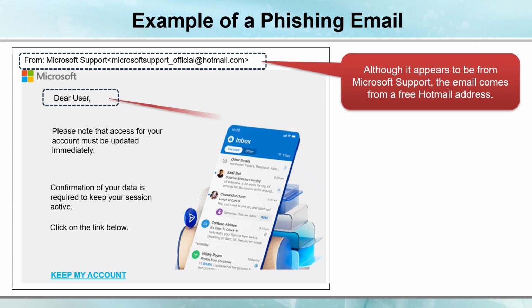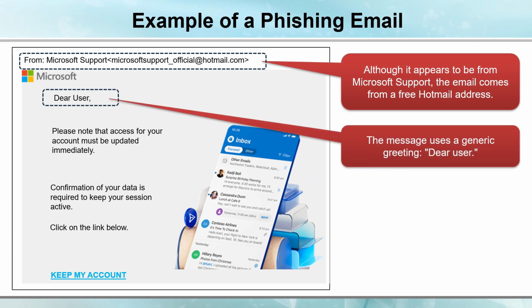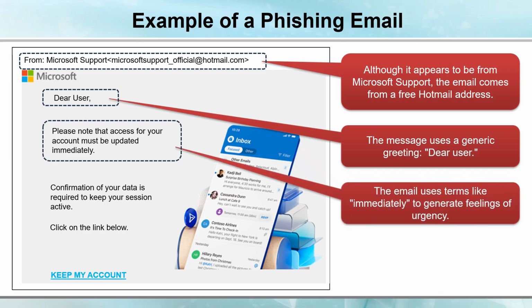In addition, the message uses a generic greeting, something like "Dear User." That is also suspicious, because legitimate companies usually address you by your name. Another detail is that the email creates a sense of urgency, stating that the account must be updated immediately. This type of pressure or urgency is a classic phishing technique. Attackers want you to act quickly, without thinking.